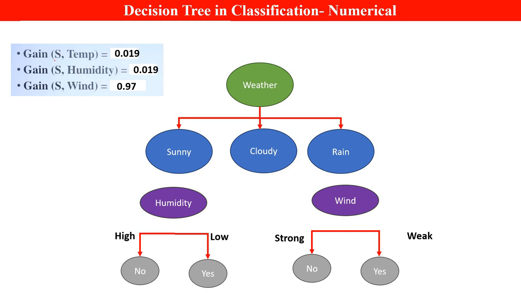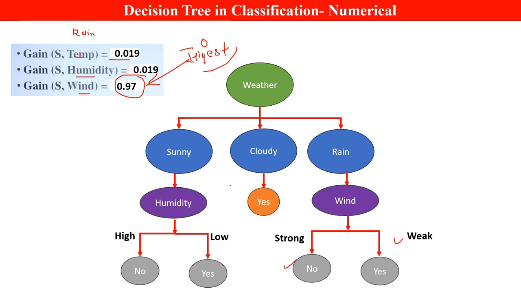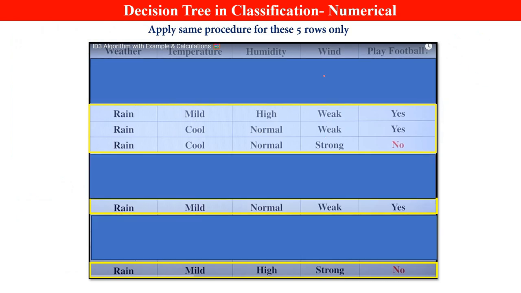So now we have the information gain for temperature, humidity and wind when we consider rain as the parent node. Again, we have to select the highest information gain. In this case we want the highest information gain, so it is for wind. So we'll go for the wind. Now in wind we have two subsets. One is strong: when there is strong wind, don't play. When it is weak wind, you can play. So for weak it is yes, and for strong it is no.